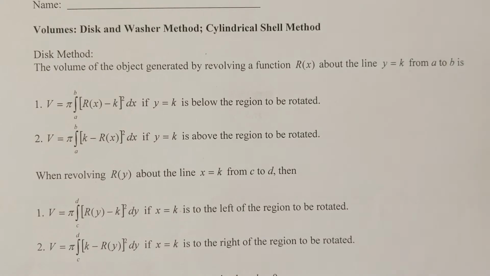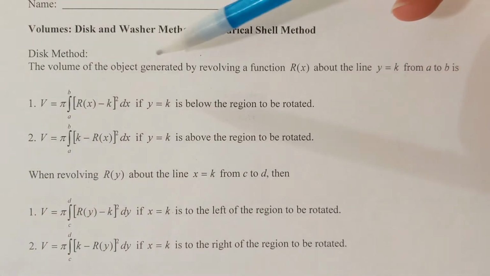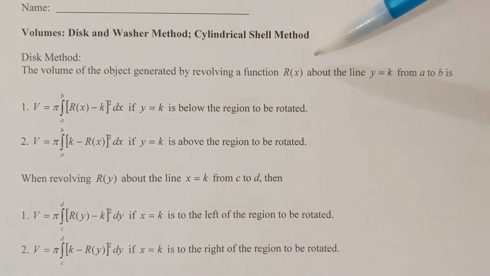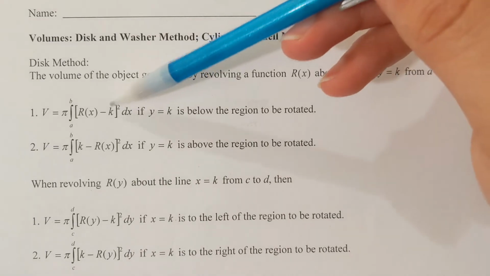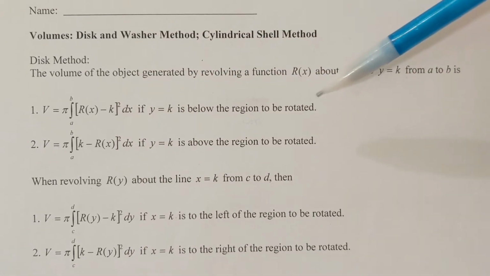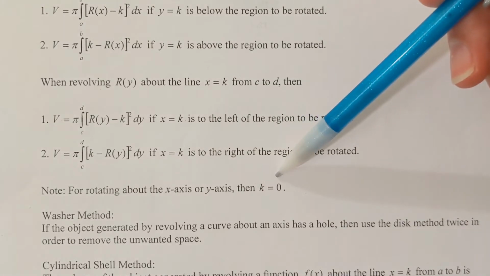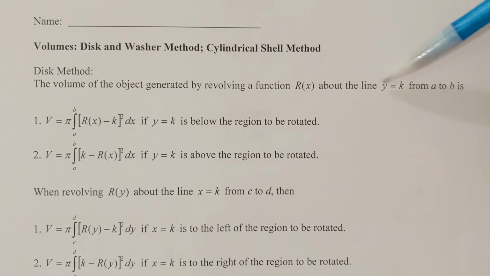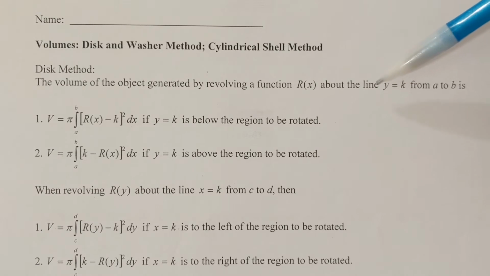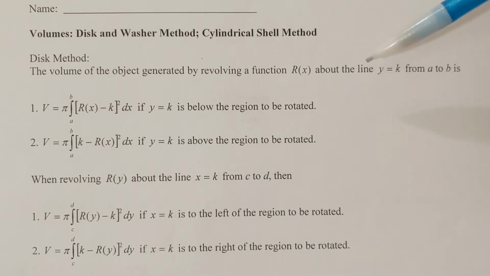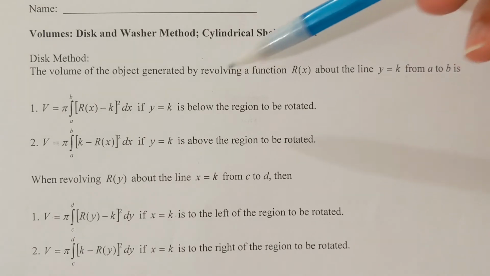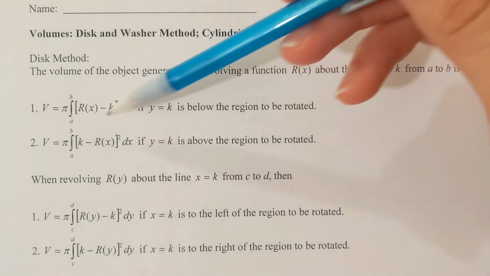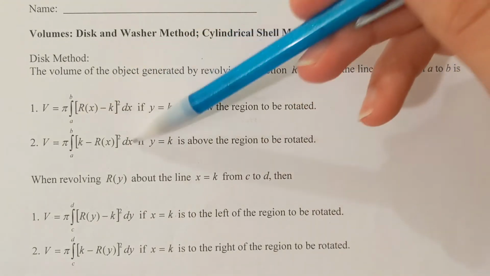Now with the disk method, it says the volume of the object generated by revolving a function r of x about the line y equals k from a to b is one of these two integral formulas. If k is 0, then that means you're rotating the curve about either the x-axis or the y-axis. In this case, you're rotating about the line y equals 0, or the x-axis. Anything that is rotated about the x-axis or something parallel to the x-axis, y equals k, is going to mean you'll have an integral set up in terms of x. Be sure that you note that.